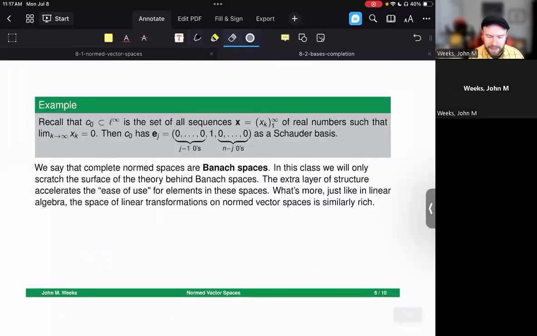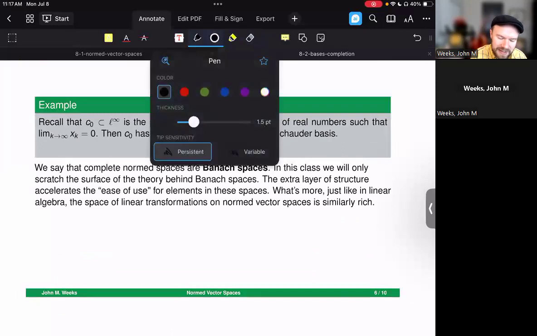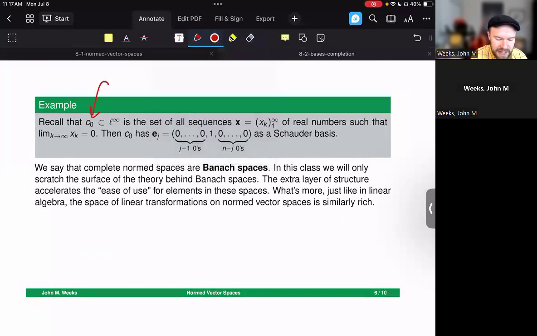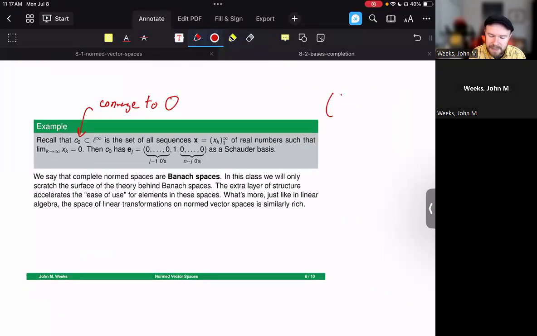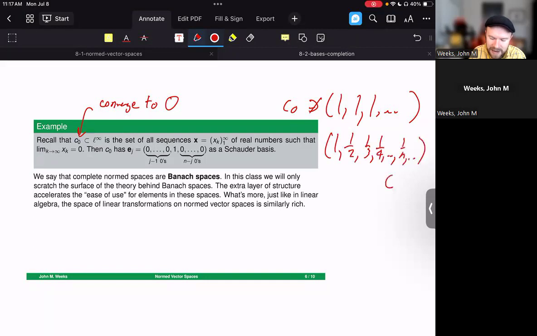C0, on the other hand, is a subset of those sequences. We recall that C0 is the set of all sequences that converge to zero. This does have a Schauder basis because convergence is very nice inside of here. The types of sequences that we were looking at before are not inside of C0, but sequences like 1, 1/2, 1/3, 1/4, all the way to 1 over n, continuing on from that, that is an element inside of C0. So taking a look at a Schauder basis, which is this one right here, it's going to be the set of putting 1 in the nth coordinate and then zeros elsewhere.